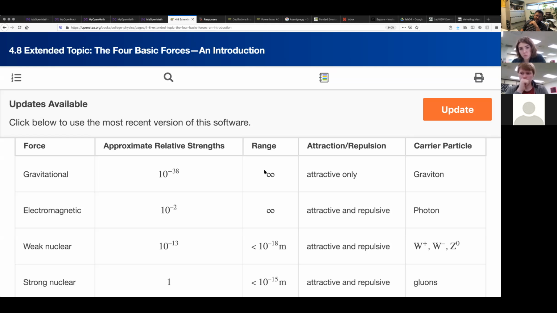If you ever discover the graviton, tell me about it, and we'll share the Nobel Prize. It'd be great.